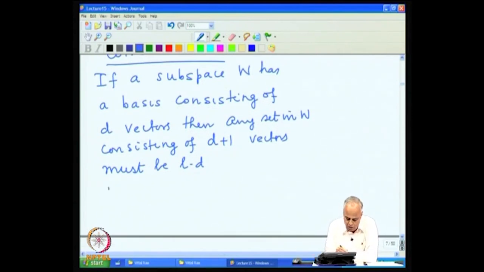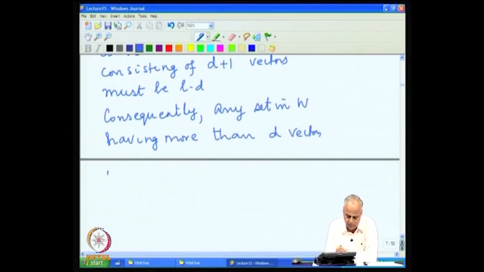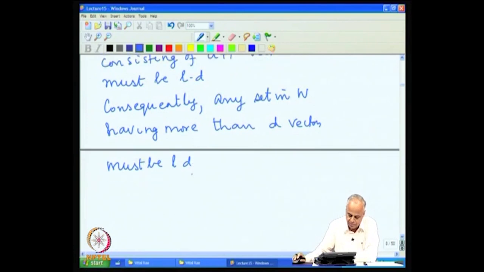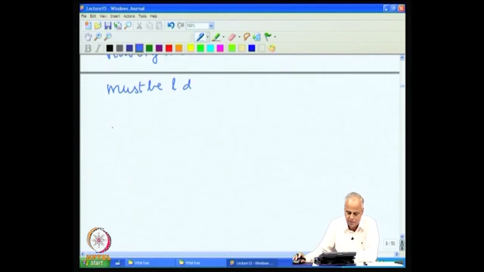In fact, consequently any set in W having more than d vectors must be linearly dependent. So, if you have one basis which has d vectors, then anything which is bigger in size than this must be linearly dependent. That is the first important property of finite dimensional spaces that we look at.